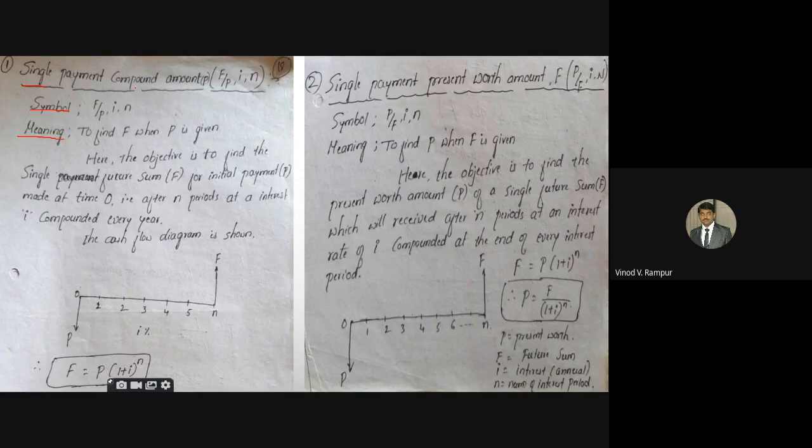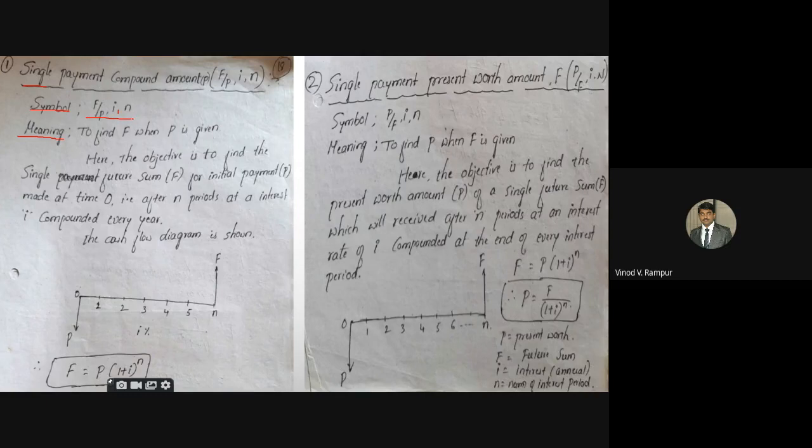Single payment compound amount. Now just see, I'm giving a sum of principal amount to someone and I'm asking for a future sum of the amount at a time period at some rate of interest. Now here, F by P comma i comma n, F by P i n.